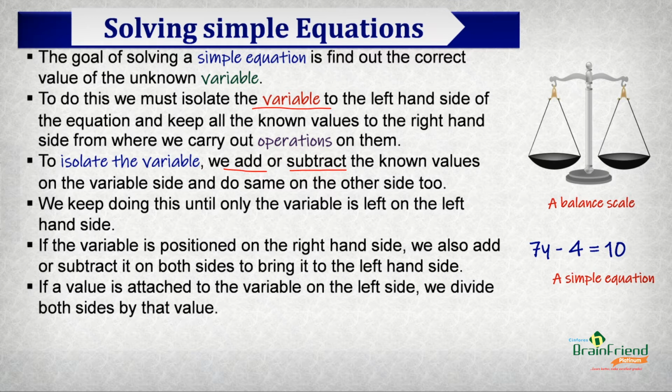Now, when we have the variable on the left-hand side, we can then assume that whatever we have on the right side is the value of the unknown. Similarly, when we have the variable on the right side and every other piece of information on the left side, the solution is what we then have on the left side.